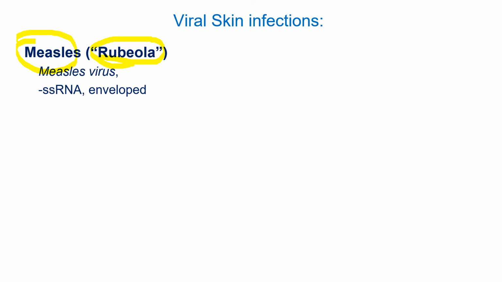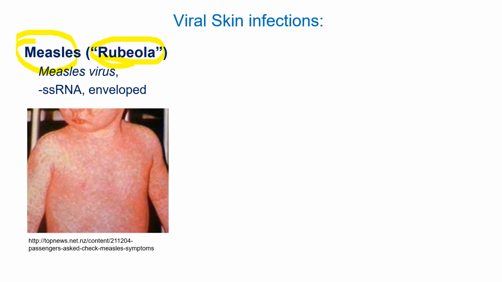It's an RNA virus. It's enveloped, and people get a rash, and typically it's a rash all over the body. Here's what it looks like. Here's a picture I found on the internet of a child with measles.